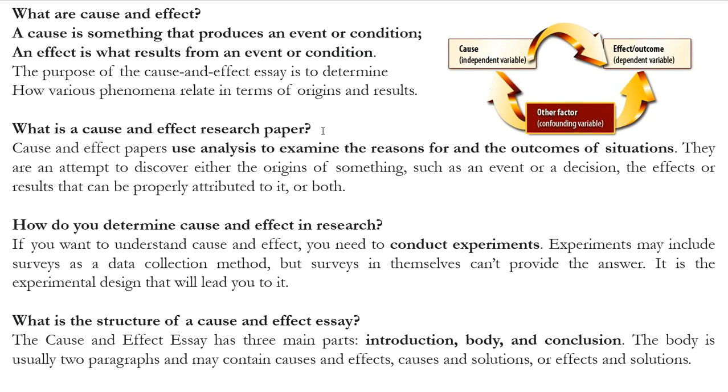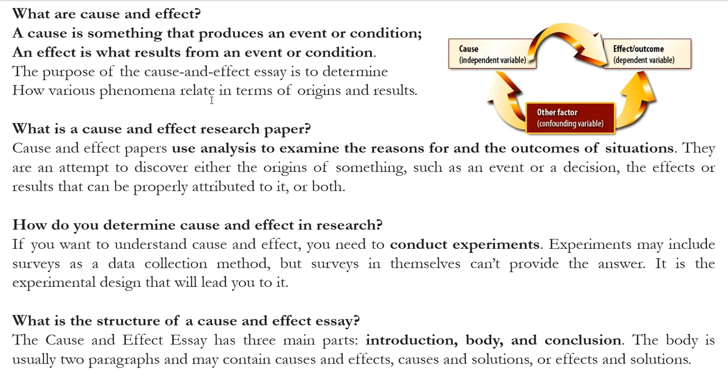Now, what are cause and effect? A cause is something that produces an event or condition. That means an effect is the result from an event or condition or situation. This diagram represents how a cause is converted into an effect, through dependent and independent variables, from independent variable to dependent variable.